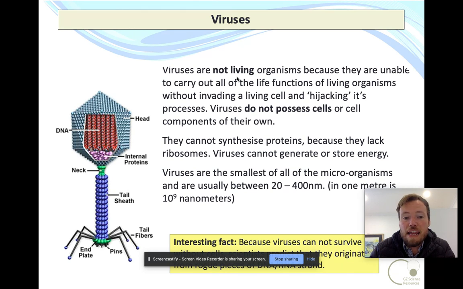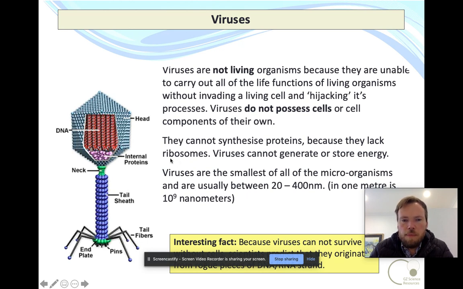They're very tiny, much smaller than a cell, much smaller than you could see, even with a conventional microscope. You'd need an electron microscope for this. So that's one of the reasons that they need a cell to do a lot of the work for them.